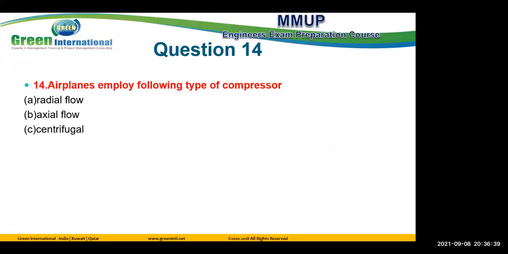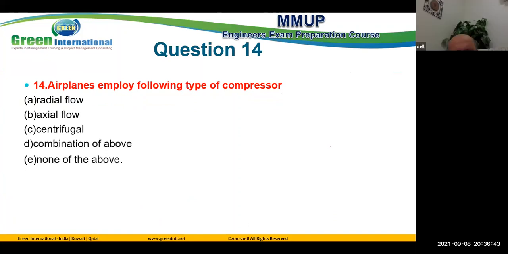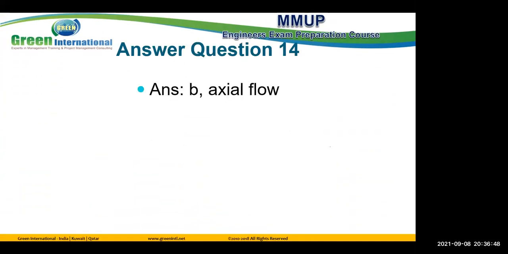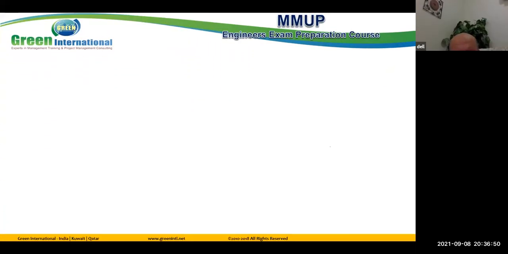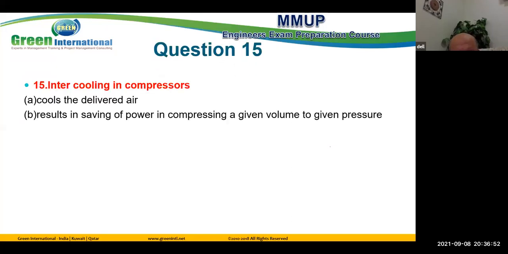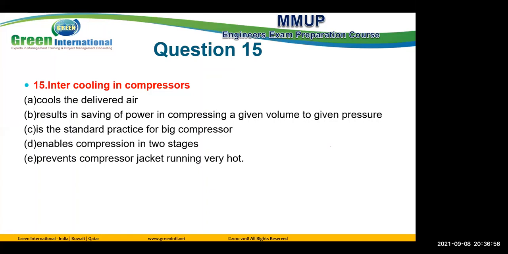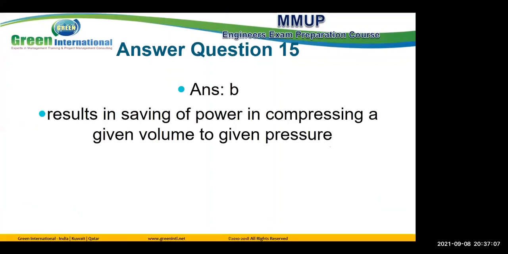Air plants employ the following type of compressor: axial flow. Intercooling in compressor. Why? Remember the figure I discussed with you. It results in saving power in compressing a given volume to a given pressure.